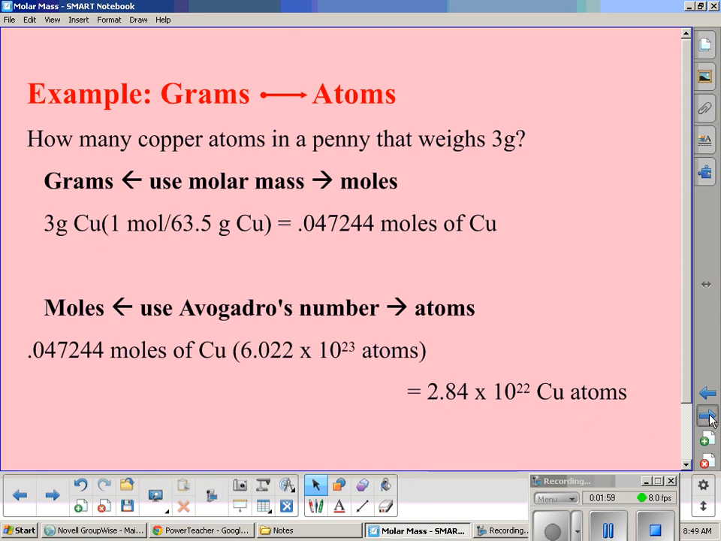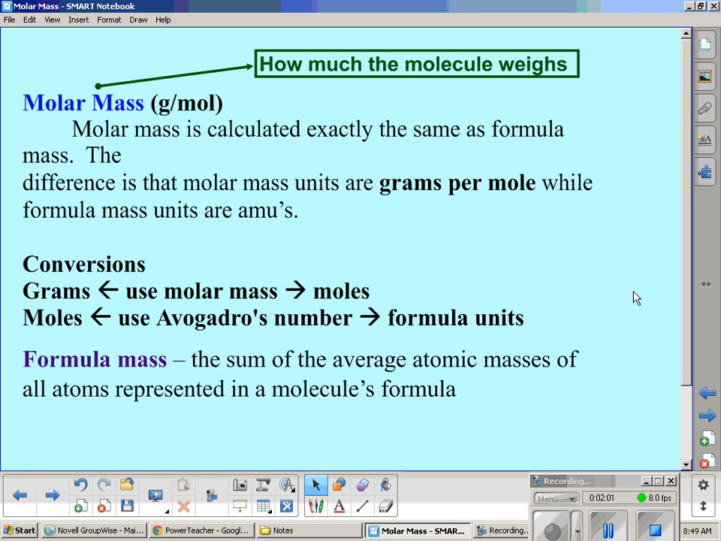Now, things get a little bit different if we're not talking about just single elements. If we're talking about molecules, we have to change things just a little bit. The equations are still kind of the same, but let's talk about what molar mass is. Molar mass is how much the molecule actually weighs. It's calculated exactly the same as what's called formula mass. The difference is that molar mass units are grams per mole, while formula mass units are atomic mass units. And that's not really that big a deal.